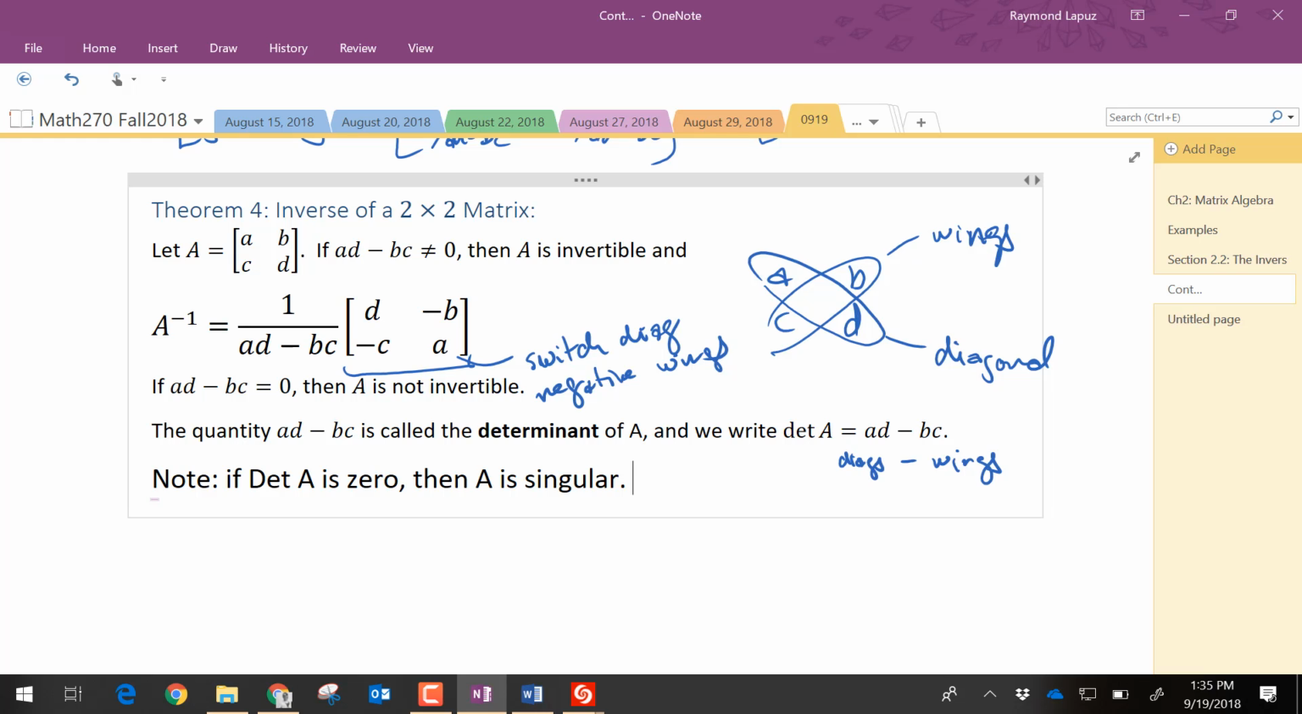So for a 2 by 2 matrix, diagonals and wings, switch diagonals negative the wings, determinant diagonals minus the wings, etc. Okay? Inverses.